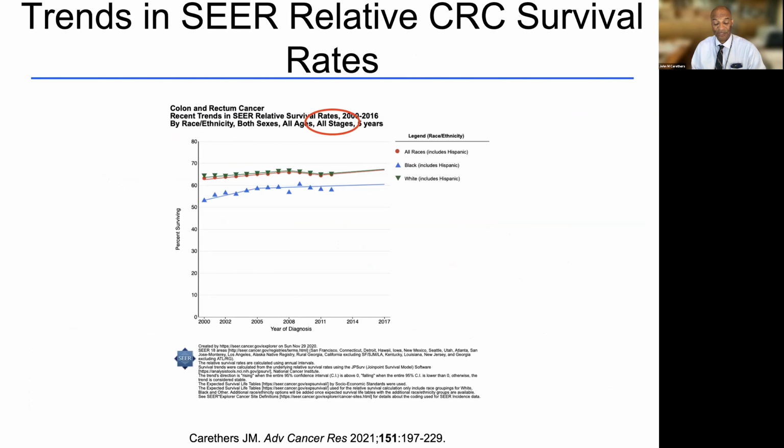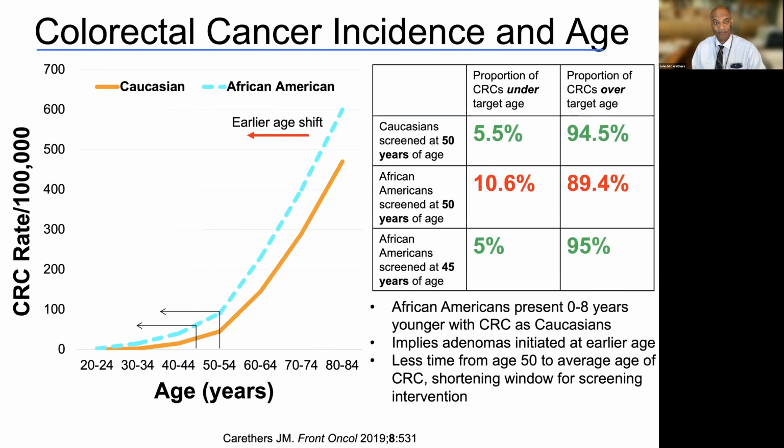This is colon cancer survival, which tells a slightly different story. This data shows whites in green, all races in red, and Blacks, which most of the data is for, lags behind in percent of people surviving from colon cancer overall for all stages. So there, again, there's a disparity in incidence, deaths, as well as survival. That disparity is seen acutely amongst Black patients.